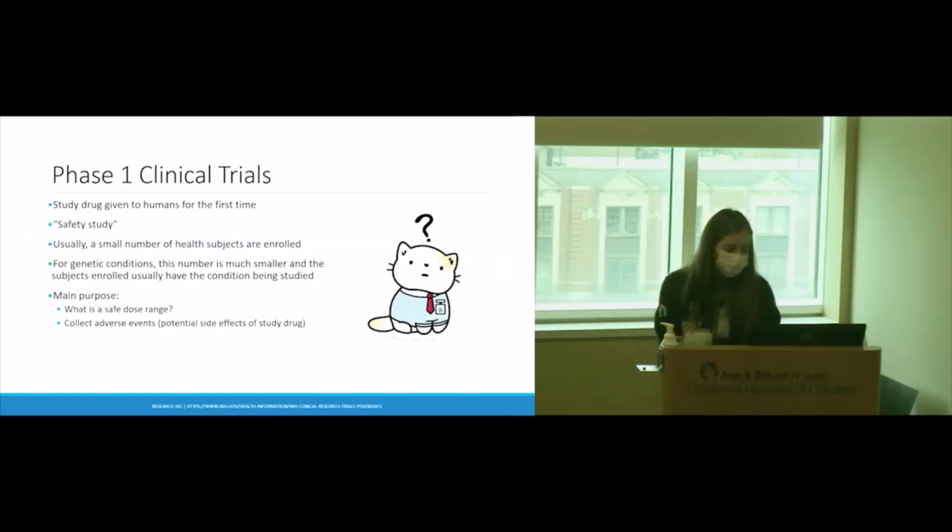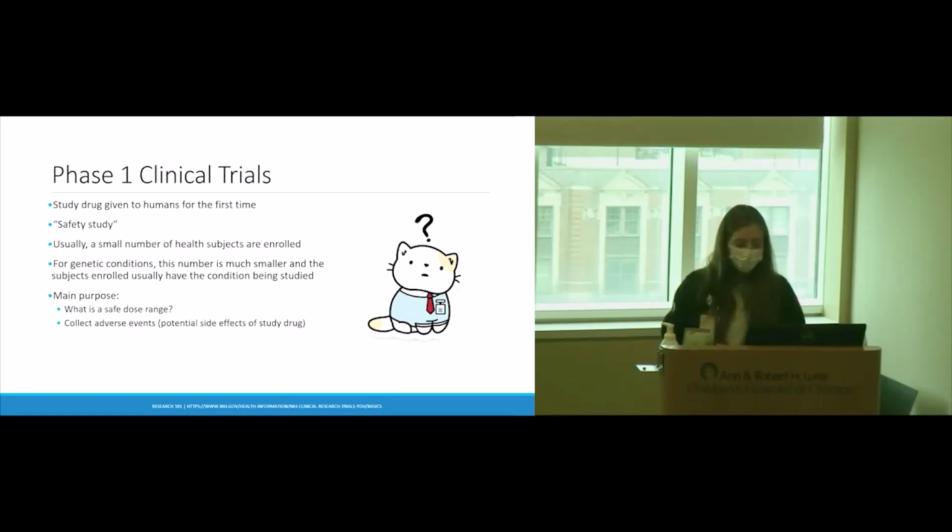The first phase of clinical trials are study drugs given to humans for the first time. So when we are talking about a phase 1 study, it means that we don't have any previous information about how a study treatment option has been used in humans previously. This is what we typically call the safety study, because the main question that we're trying to answer is about how safe this new potential treatment could be.